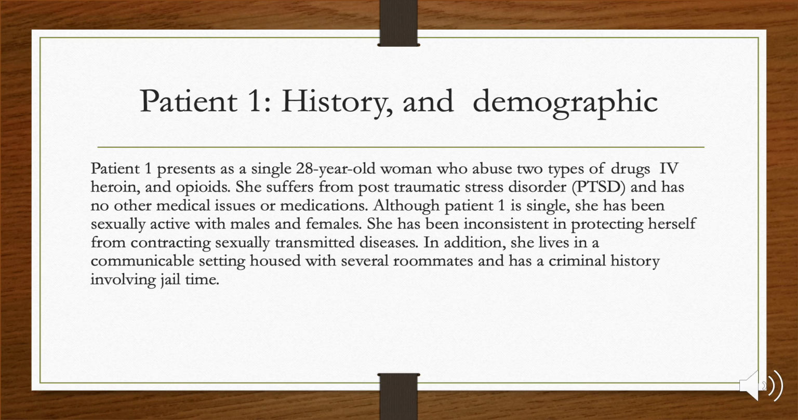Patient 1's history and demographic. Patient 1 presents as a single 28-year-old female who abuses 2 types of drugs, IV heroin and opioids. She suffers from post-traumatic stress disorder and has no other medical issues or medications. Although patient 1 is single, she has been sexually active with males and females. She has been inconsistent in protecting herself from contracting sexually transmitted diseases. In addition, she lives in a communal setting, housed with several roommates, and has a criminal history, including jail time.